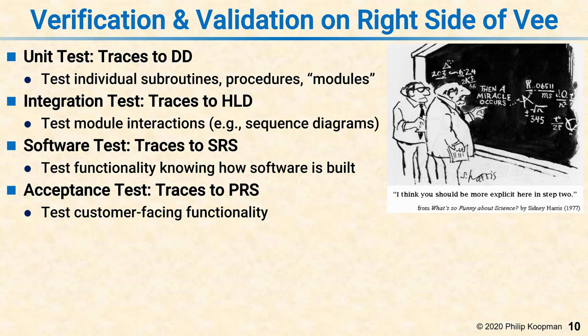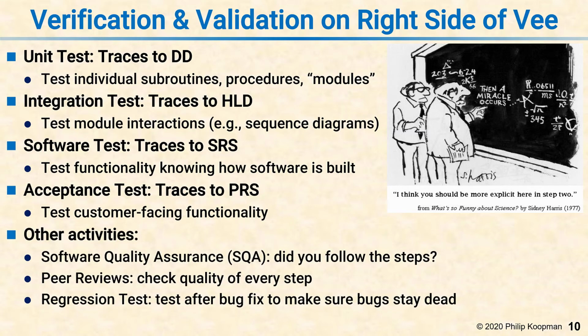Or the customers might have a way of using it that the engineers didn't really think about. And so that's what the acceptance test is about, is making sure the customers will be happy with the output. Now, there's some other activities generally associated with V&V that aren't explicit boxes in the V.